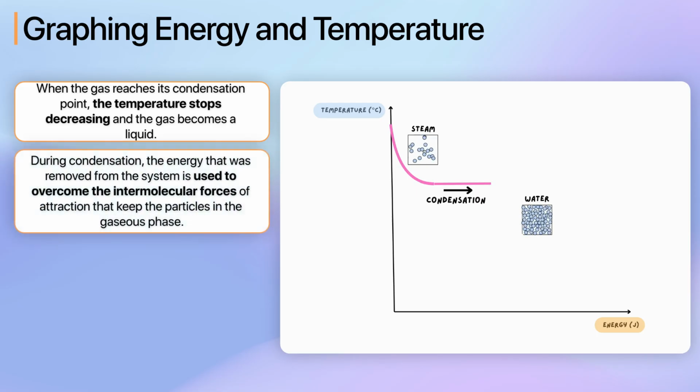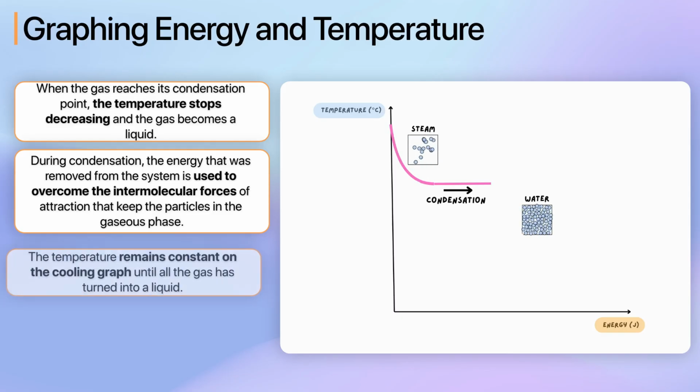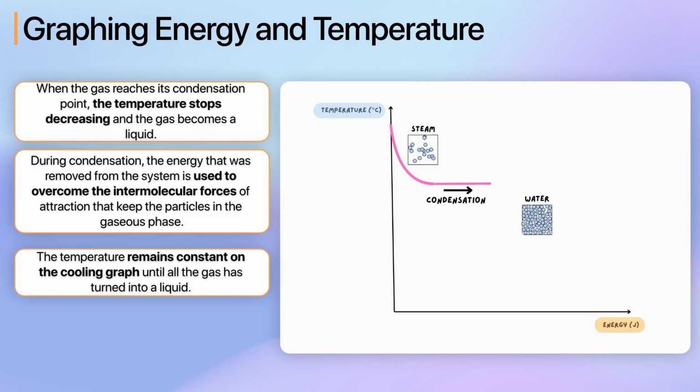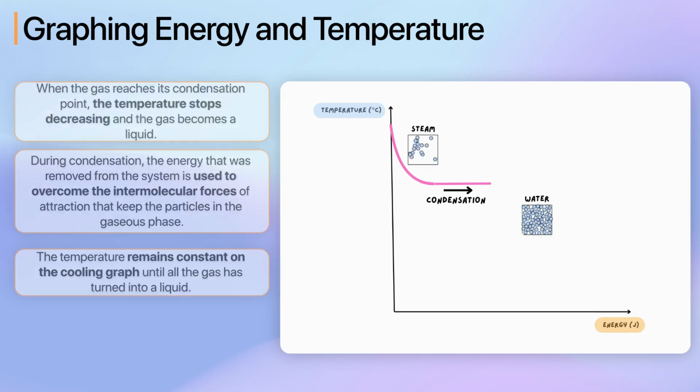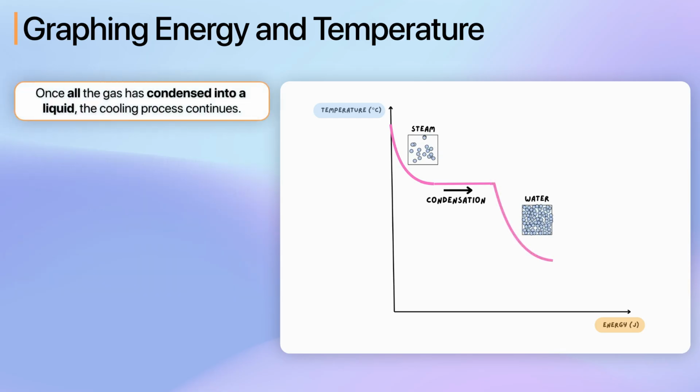During condensation, the energy removed from the system goes into overcoming the intermolecular forces of attraction that keep the particles in the gaseous phase. Since this energy is used for the phase change rather than lowering the temperature, the temperature remains constant on the cooling graph until all the gas has turned into a liquid. Once all the gas has condensed into a liquid, the cooling process continues.